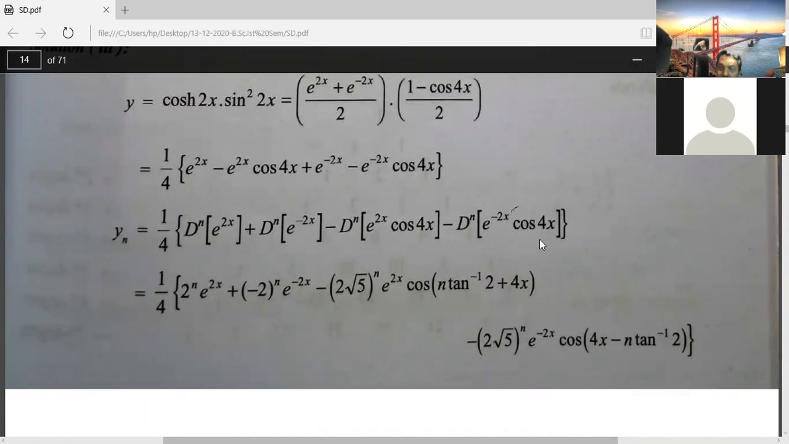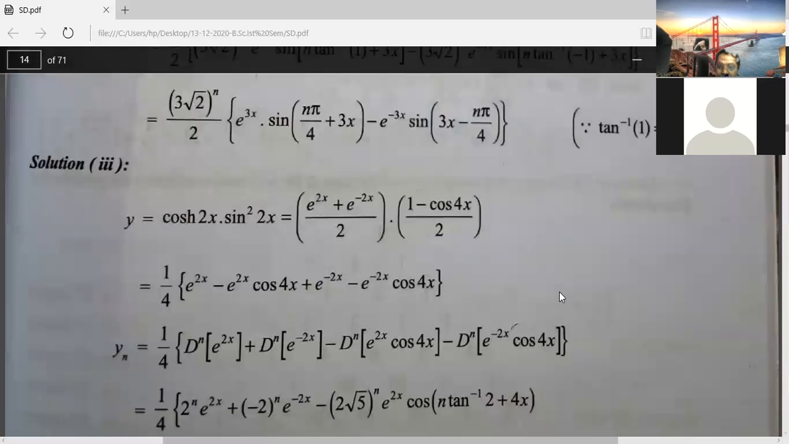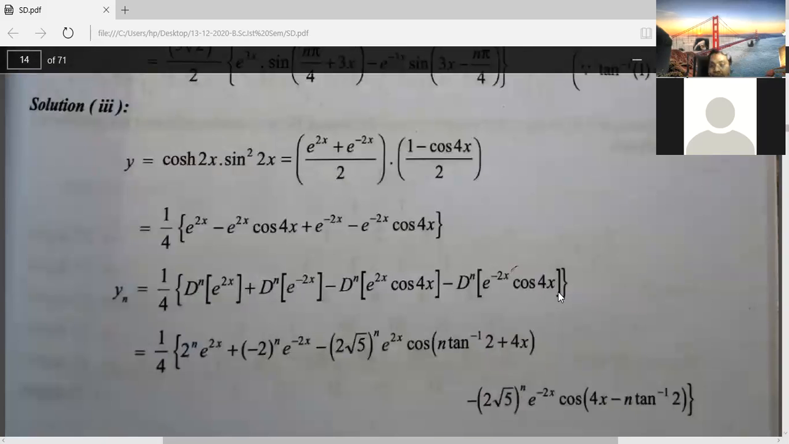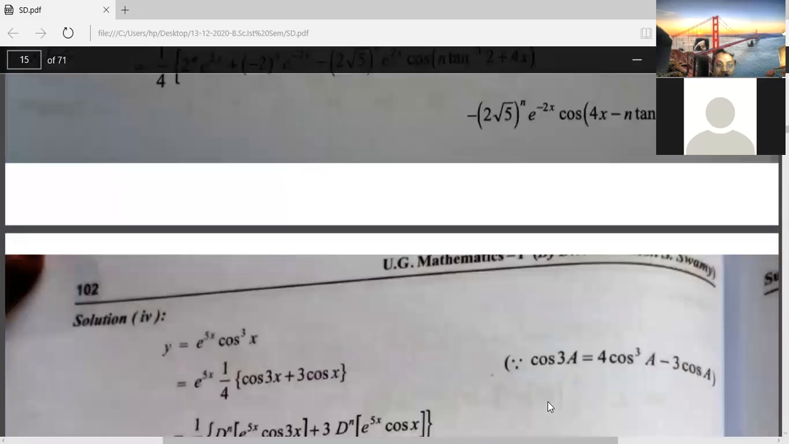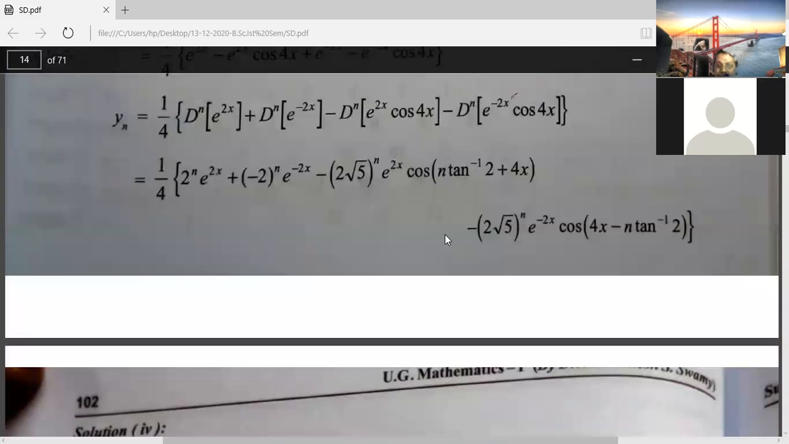Minus, here tan inverse of b by a means 4 by minus 2. You are getting tan inverse of minus 2. Here you are adding that tan inverse of minus 2. You can add it as minus tan inverse of 2, and then the angle is 4x, which you are adding here. Now this is the required one. If you want, you can take 2 to the 4 as 2 root 5.